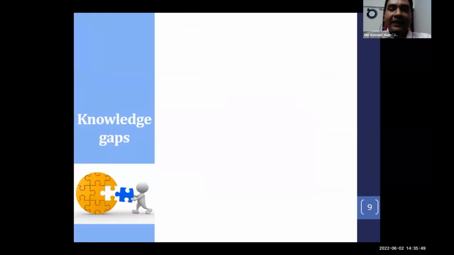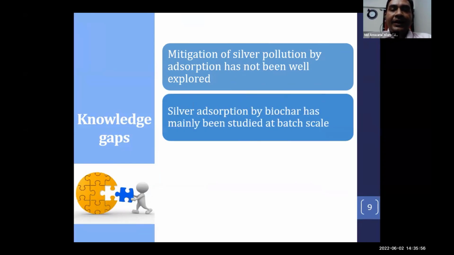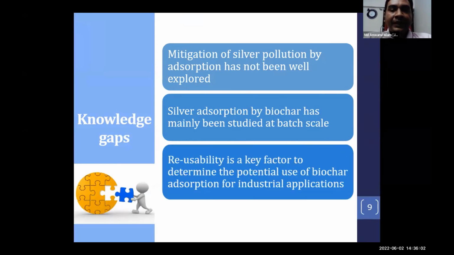The knowledge gap I have identified: mitigation of silver pollution by adsorption has not been well explored. And silver adsorption by biochar has mainly been studied at batch scale. And finally, reusability is a key factor to determine the potential use of biochar adsorption for industrial application.